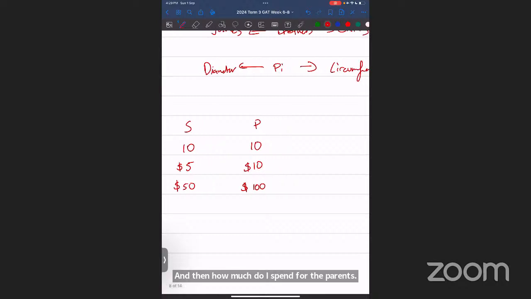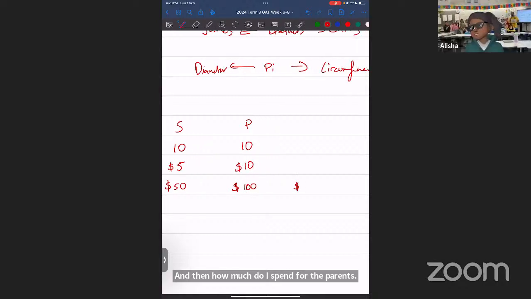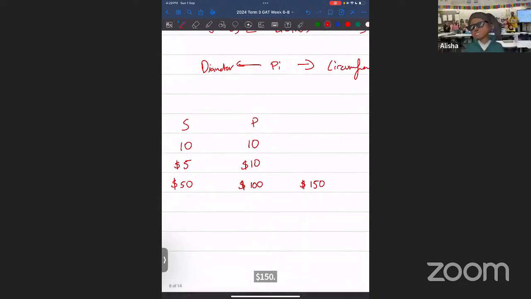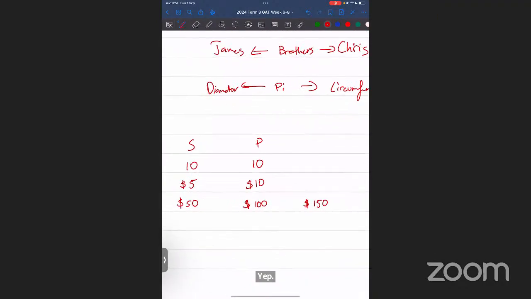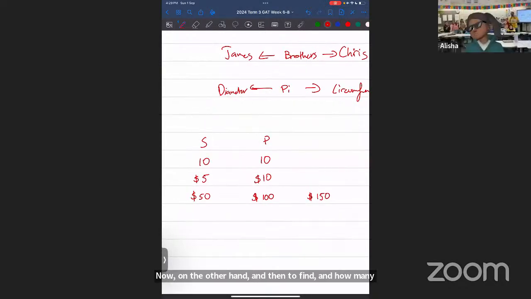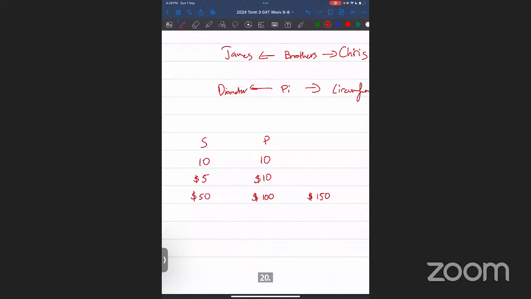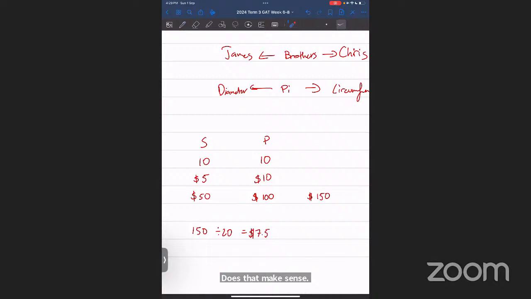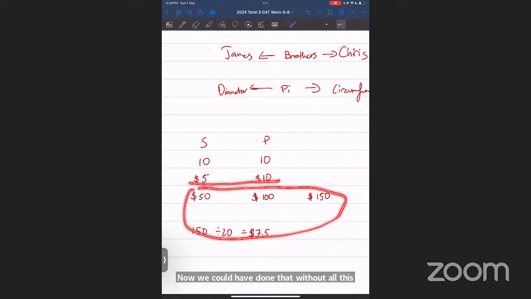And in total, you'd have $150. Okay, so far so good, right? Yep. Now, how many people attended overall, Alicia? 20. So we spent a total of 150 and 20 people attended. So per person, we spent about $7.5. Do you understand? Yes. Now, we could have done that without all this additional maths by just looking at this.